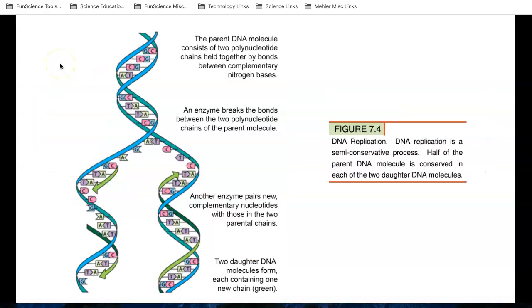One of the things we talked about earlier was the fact that DNA has to copy itself. And when DNA copies itself, it's called replication. So let's look up here. Here's the parent DNA molecule. Notice C always bonds to G: G, C, A, T, G, C. This is where the information on how to make a protein is. And a section of DNA is called a gene.